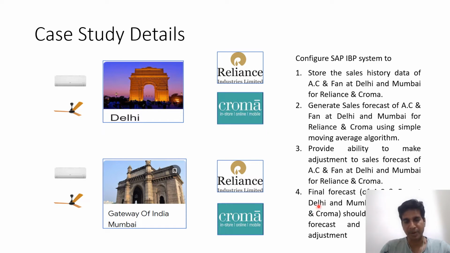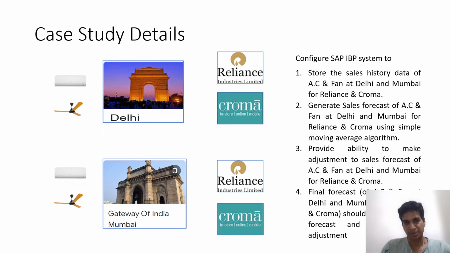Now, as part of this project, the company wants to configure the IBP system in such a way that it is able to store the sales history in SAP IBP, and it is able to generate the sales forecast. It also needs to have the ability to perform manual adjustment to the sales forecast, and then the company wants to have a final forecast generated based on the sales forecast and the manual adjustment that it does.